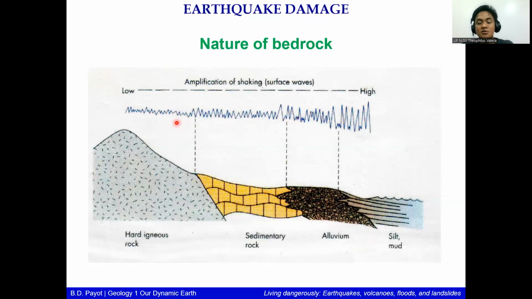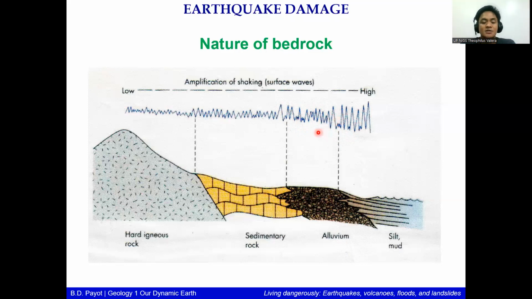And what we see here are surface waves, surface seismic waves. So this is the behavior of our seismic waves when passing through a hard igneous rock or sedimentary rock. As you can see, the amplitude or wave height of our seismic waves is somewhat maintained. But once it encounters unconsolidated material like alluvium, and especially wet unconsolidated materials like silt and mud, it gets amplified tremendously. So the effect is that the amplification of these seismic waves brings forth more destructive power.